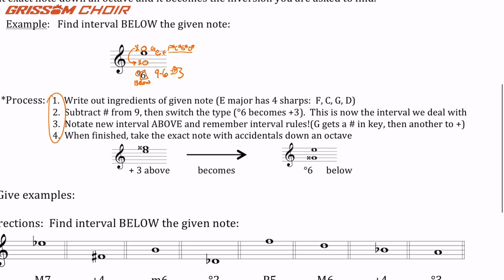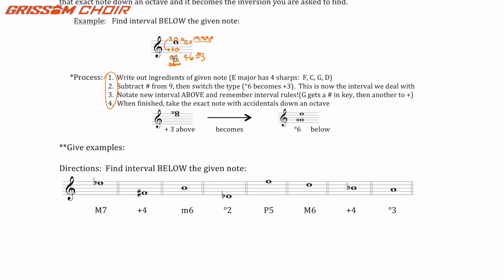We have to notate that interval above and remember the interval rules. G gets a sharp in the key, then another sharp to make it augmented, which we did. Next, what we have to do when finished, we have to take that exact note with the accidentals and write it down an octave. So the augmented third that was above then becomes a diminished sixth below.